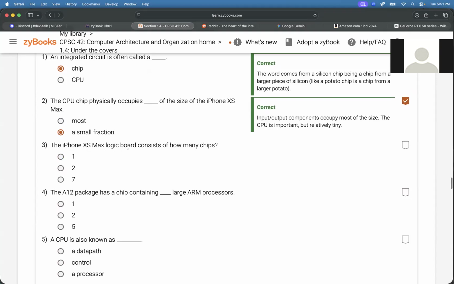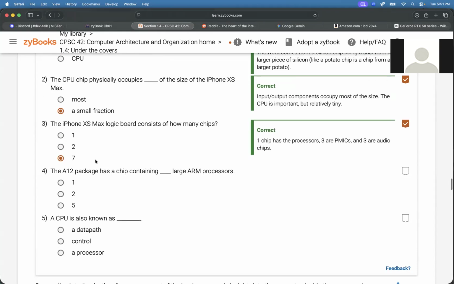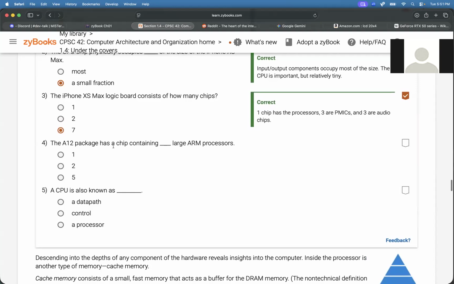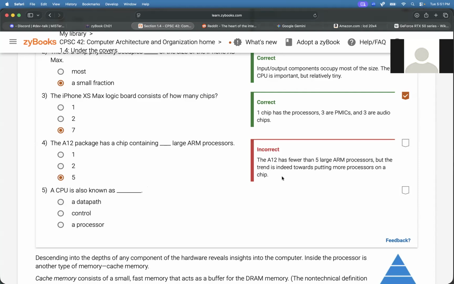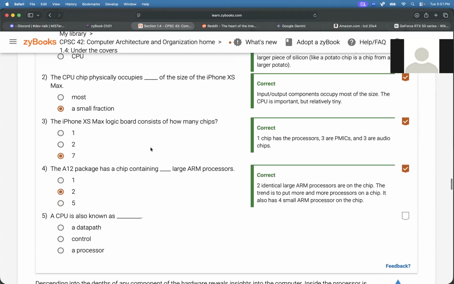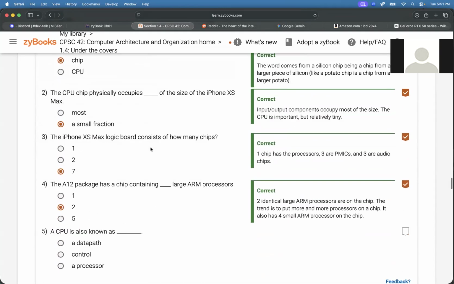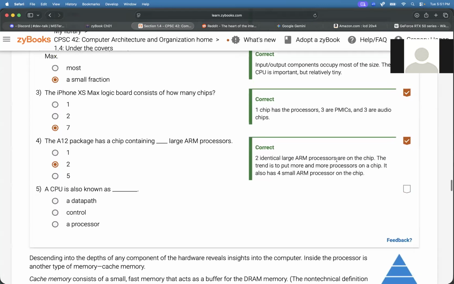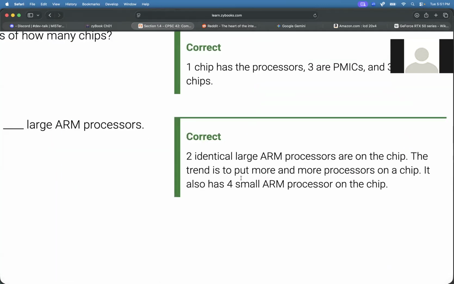The iPhone XS Max contains how many chips? I didn't count. Let's say 7. The A12 package has a chip containing blank large ARM processors. I don't know. Probably 5 based on the age. Fewer than 5. Okay. Was it? It was not 2, was it? Ah, it lied. Okay. 2 identical large ARM processors.